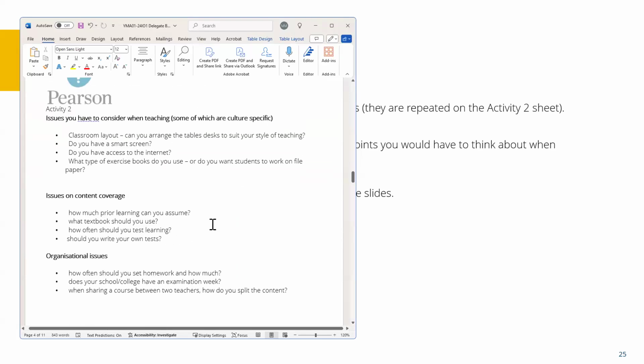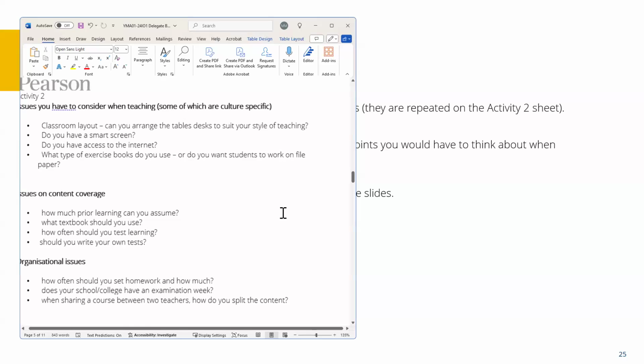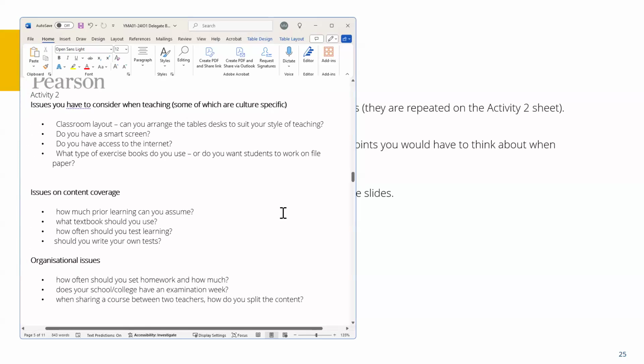So there's some of the things to consider. Can I make it slightly larger? There we go. So issues you have to consider when teaching. Some are culture specific, like I mentioned, the classroom layout. Do you have a smart screen? Do you have access to the internet? What type of exercise? That's what I mentioned in one of the slides. The content, how much prior knowledge, the textbooks you use, how often should you test learning? Should you write your own tests as well? Organizational issues, how often should you set homework? Does your school, college have an examination week, a specific mock week that you have to make sure you teach by that certain content? When sharing a course between two teachers, how do you split the content?